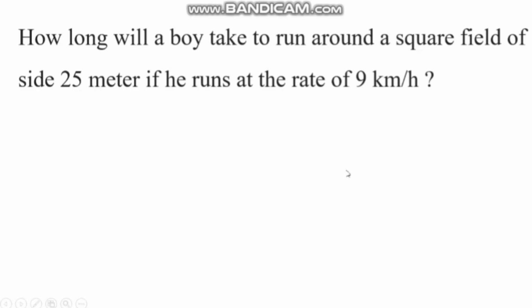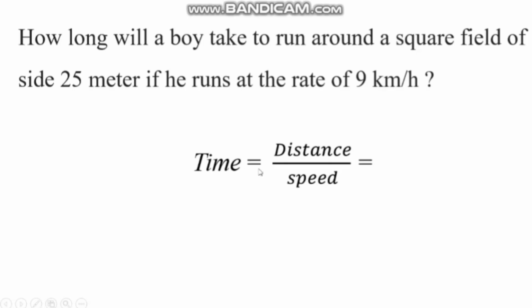Again, the speed is given as 9 km per hour. We have to convert 9 km per hour into meters per second, so we multiply 9 by 5 by 18. We know that time is equal to distance divided by speed, and we have to find the time. Distance is 100, speed is 9 into 5 by 18.